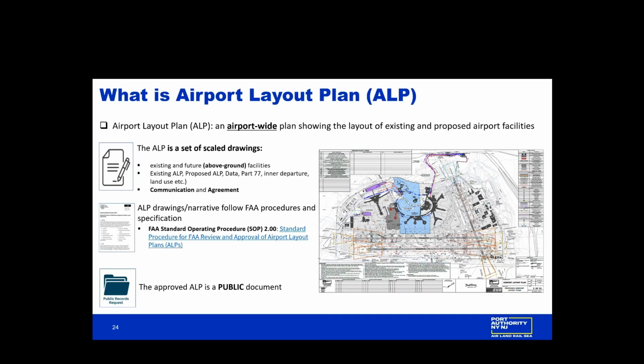As you can see on the right-hand side, that's a recently approved EWR proposed ALP sheet. You can see the new Terminal A, which is already being done, and you can see the AirTrain. You can see the future Terminal B, not in great detail, but it shows the limit of work, and we can fill in the detail later with the FAA.